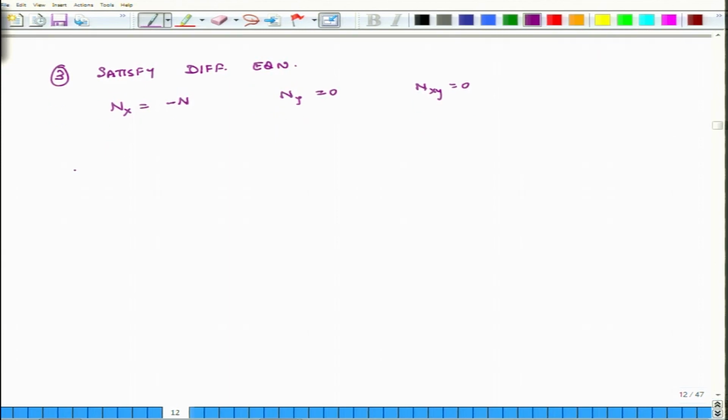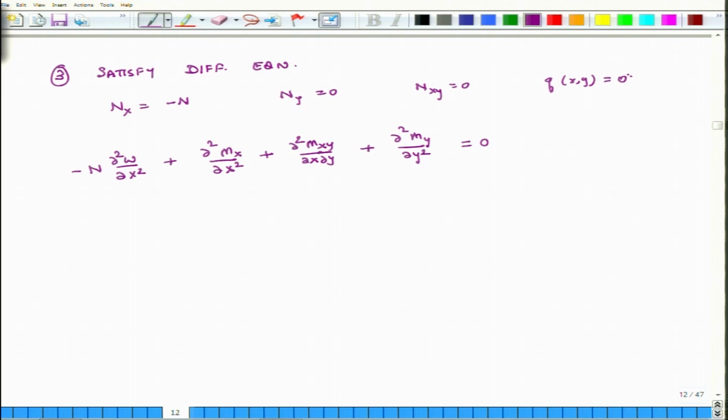So my overall modified differential equation becomes minus n del 2 w naught over del x square plus del 2 m x over del x square plus del 2 m x y over del x del y plus del 2 m y over del y square, and this equals 0 because there is no external transverse load on the plate. So q is also 0.